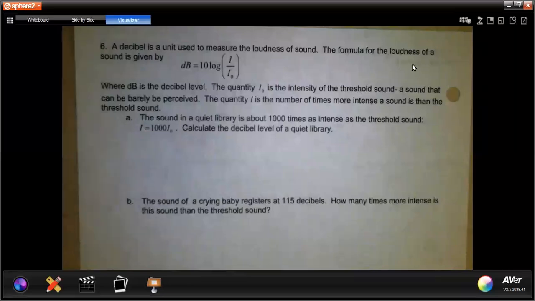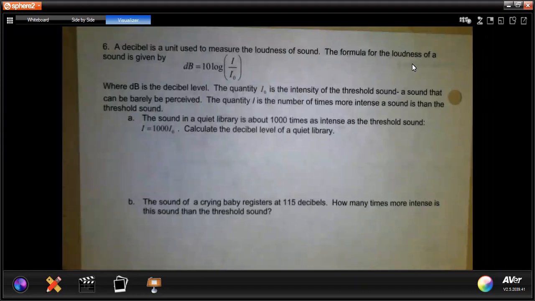We're going to look further into applications of exponentials and logs next class period, but I do want to be touching on applications as we go forward. So this says a decibel is a unit used to measure the loudness of sound. The formula for the loudness of a sound is given by this equation, where dB is the decibel level. The quantity I naught is the intensity of the threshold sound, a sound that can be barely perceived. The quantity I is the number of times more intense a sound is than the threshold sound. The sound in a quiet library is about 1,000 times as intense as the threshold sound. I is equal to 1,000 times I naught.